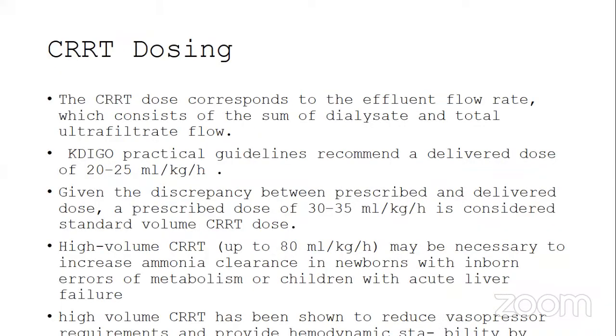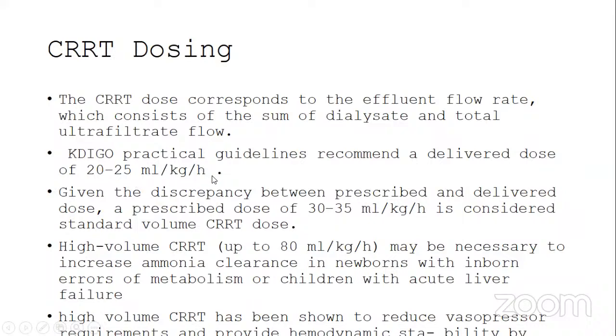Okay, CRRT dosing corresponds to the effluent flow rate. KDIGO practical guidelines recommend a delivered dose of around 20 to 25 ml per kg per hour. There will always be a discrepancy between the prescribed and the delivered dose, so one has to prescribe around 30 to 35 ml per kg, so that the delivered dose will be around 20 to 25 ml per kg.